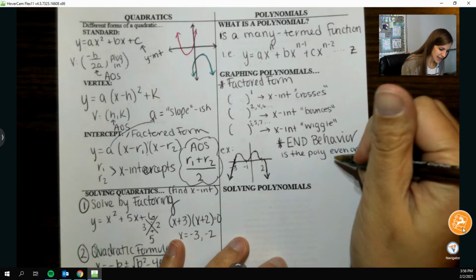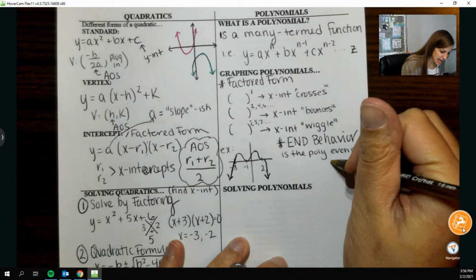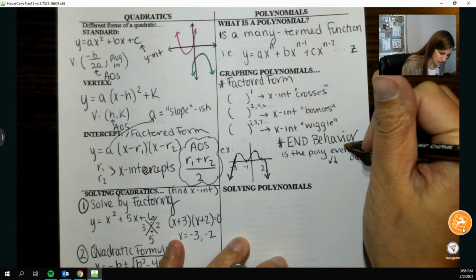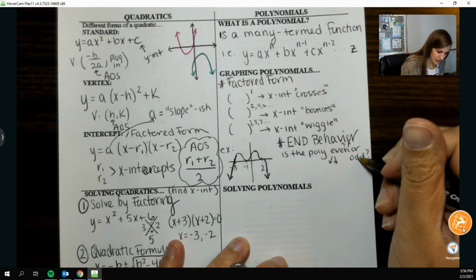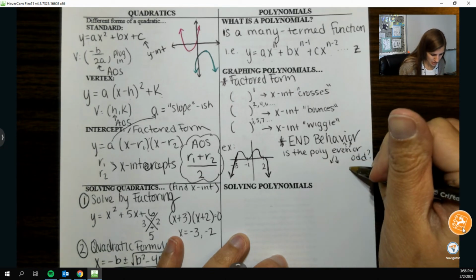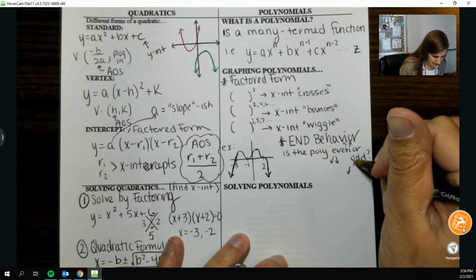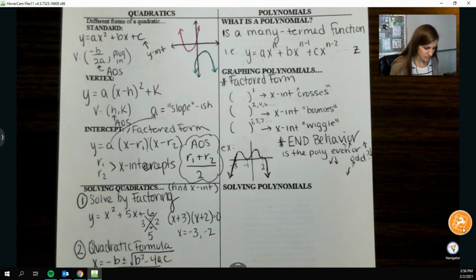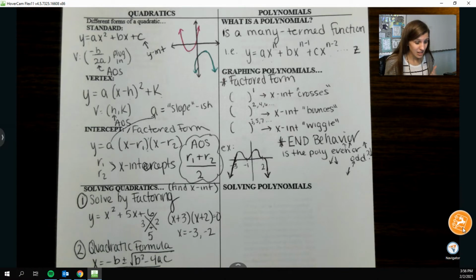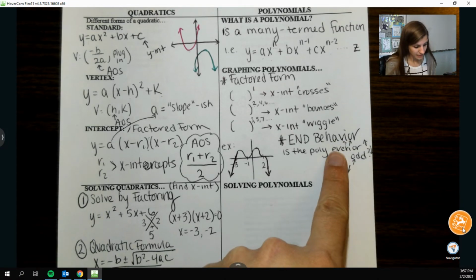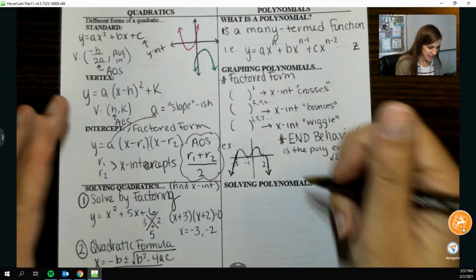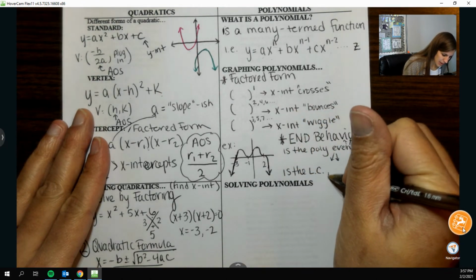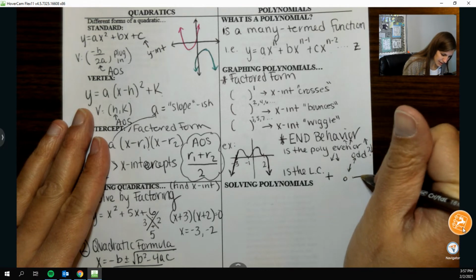If it's even, then the ends both go in the same direction, either both down or both up. And if they're odd, they go in opposite directions. So it starts down and ends up, or starts up and ends down. So the way to tell, after I know if it's even or odd, like okay, I'm even, to pick the right one here, the next question is: is the leading coefficient positive or negative?